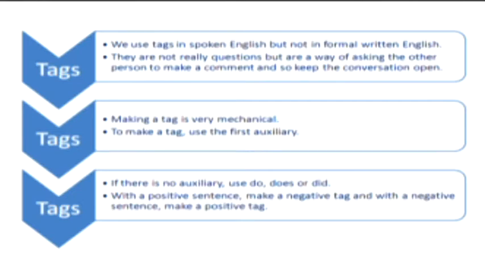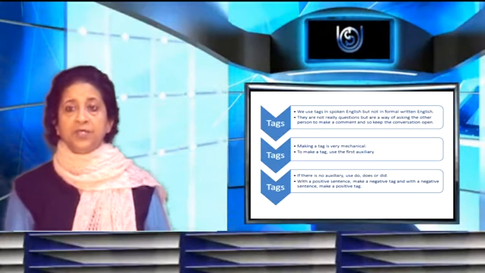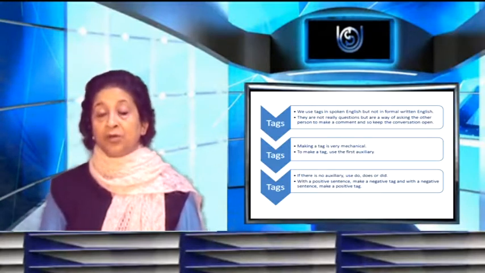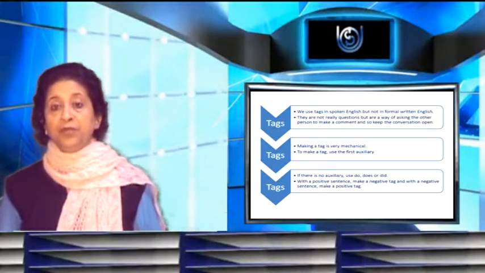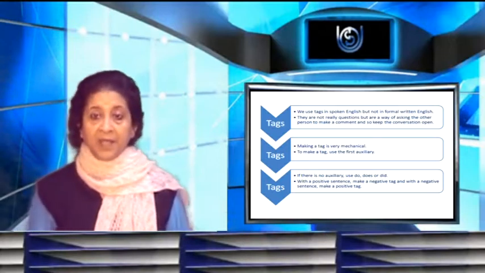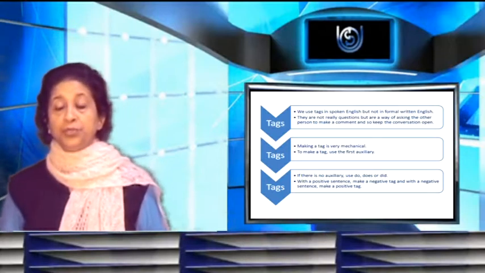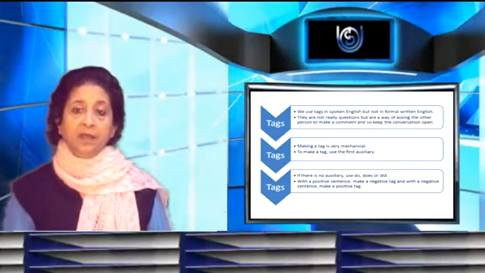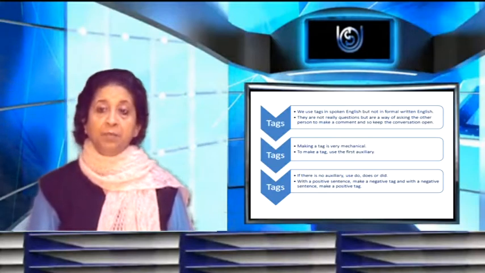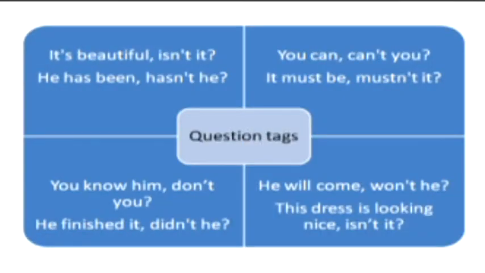Making a tag is very mechanical. To make a tag, use the first auxiliary. Auxiliary verbs, you know, helping verbs, we use them to make a tag. If there is no auxiliary, use do, does, or did. With a positive sentence, make a negative tag, and with a negative sentence, make a positive tag.